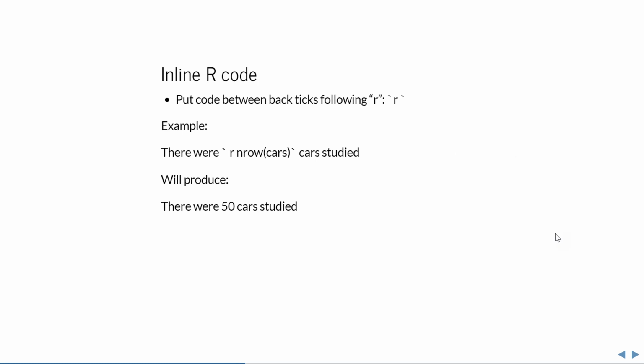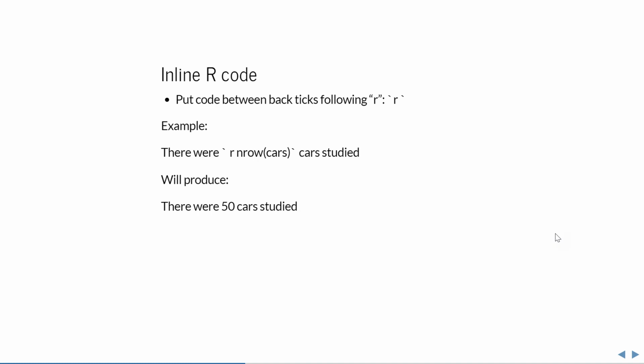Now, as I mentioned, one of the big reasons for using R Markdown is to put R code inside of your document. And it can be done in two ways. The first way is you can put code inline, where the output of the code will be put into your document. To do that, you put in a backtick and then the letter R, and then the R command you want, followed by a backtick.